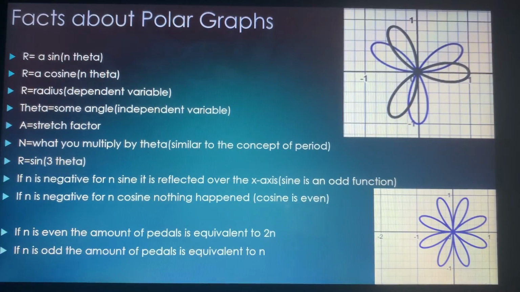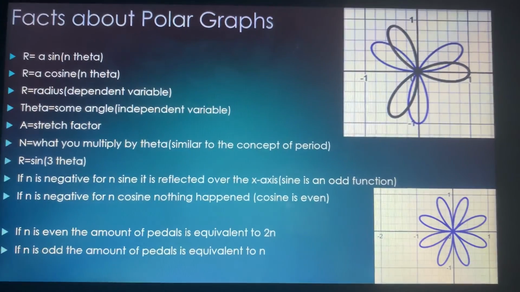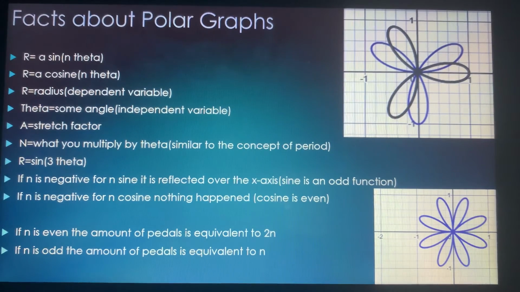So let's go into facts about polar graphs. Now, we know we have our equations, r equals a sine or cosine of n theta. Now, r is the radius, which is the dependent variable. It's what is outputted. Now, theta is just some angle. It accounts for all angles, hence the graph, where it's the independent variable. It's what we're inputting. Now, a is, of course, the stretch factor. Here, a is 1 because the distance from here to here is 1. The maximum radius is 1. And if it was on an axis, we'd see it went all the way up to here, which is 1.